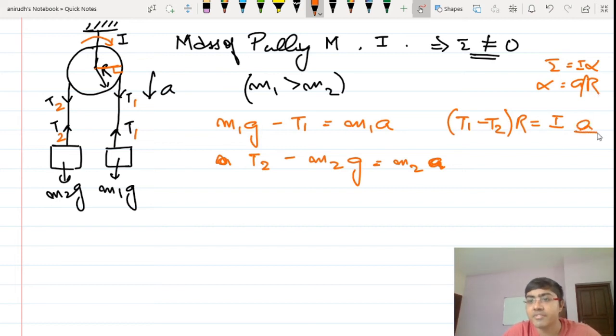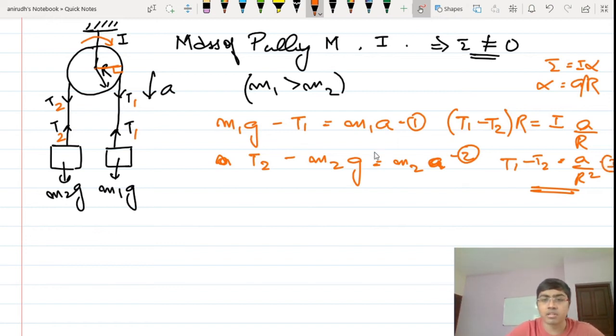So this is A divided by R. So I can say T1 minus T2 is equal to A upon R square. So this is the first equation, this is the second equation, this is the third equation. This time I am going to solve this for you.